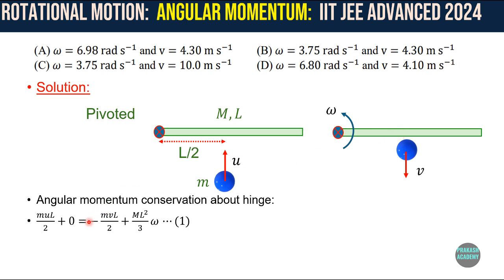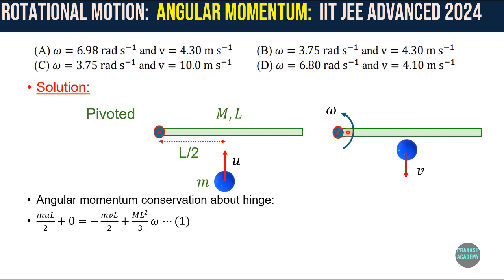So angular momentum of the ball is this. And what is the angular momentum of this rod? This rod is under pure rotation about this axis, that is this pivotal axis. So I can simply write angular momentum is equal to I times omega. And what is I about this axis? I can use the parallel axis theorem, and I about this axis is ml square by 3. So this is a rod.